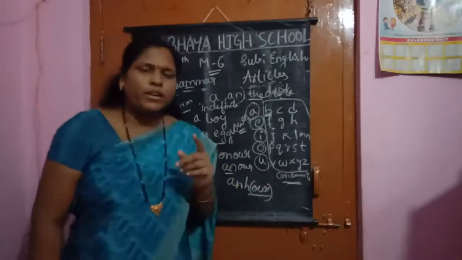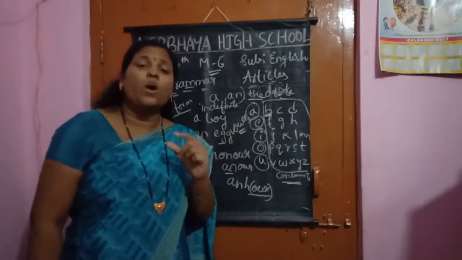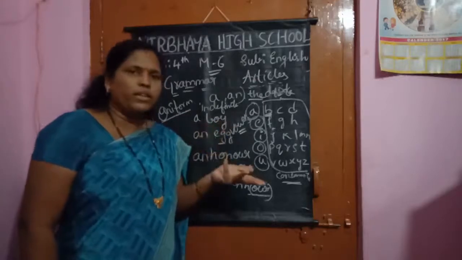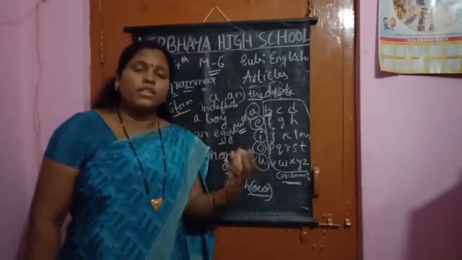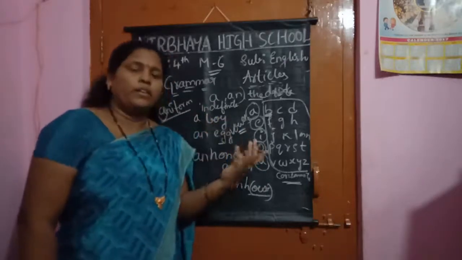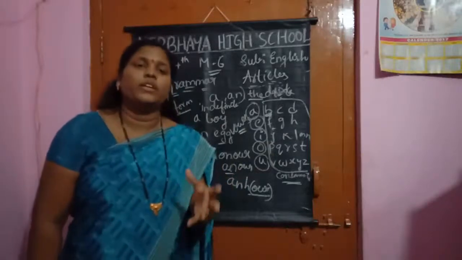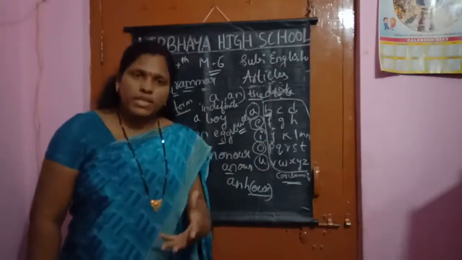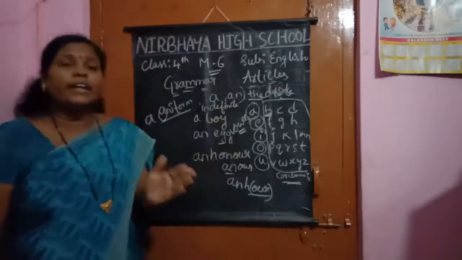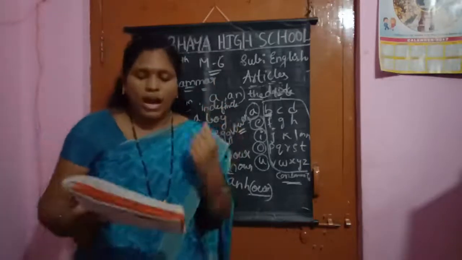First, you should remember the sound. The words may start with a consonant letter or a vowel letter, but when we pronounce them, if the sound is a vowel, we use an. If it is a consonant, we use a. You should identify whether the word has a consonant sound or a vowel sound and then use a or an. This is about a and an, the indefinite articles.